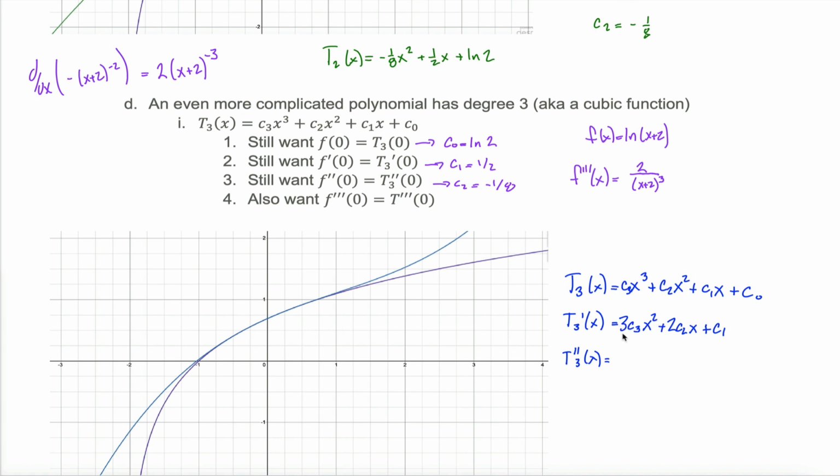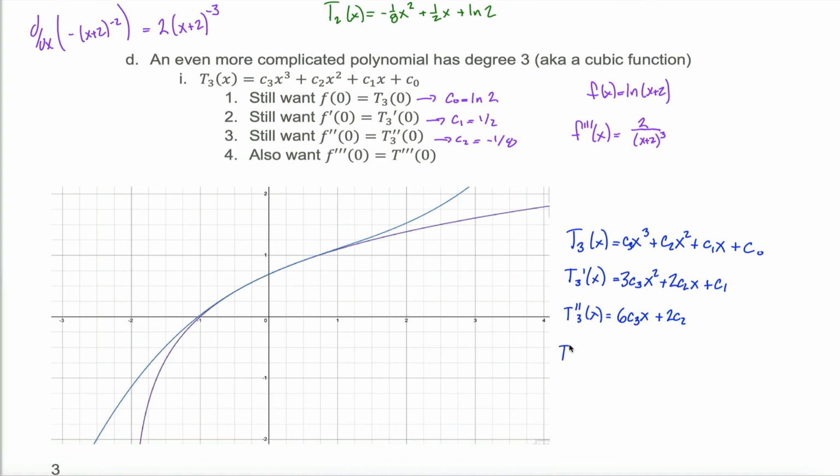The second derivative is just the derivative of that derivative. 3c3 is all a constant. I bring the 2 down in front. I get 6c3 times x plus 2c2. But I don't want to stop there. I want to take the third derivative of this polynomial. This is all a constant, so it goes away when I take the derivative. This is some constant times x, so the derivative is just 6c3.